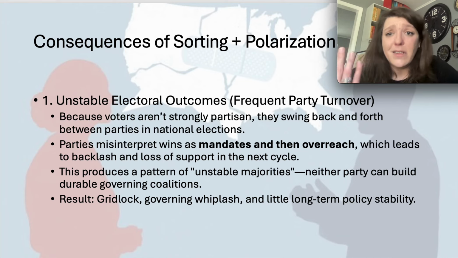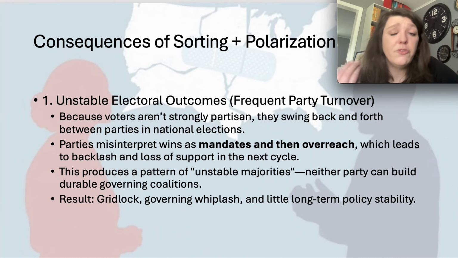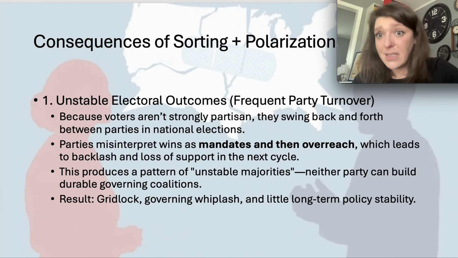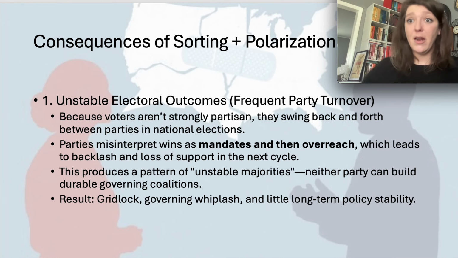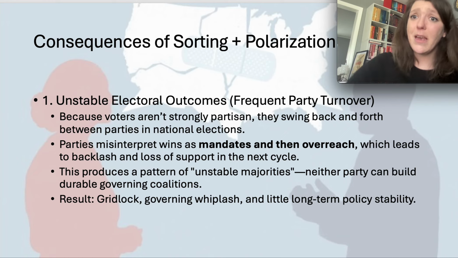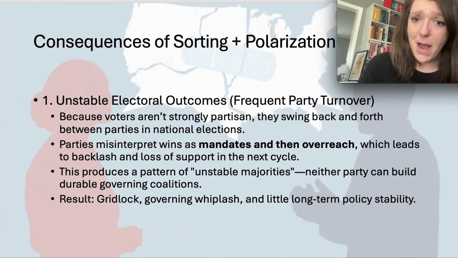this produces that unstable majorities pattern that we've seen. Neither party is able to actually build a durable governing coalition, which results in some really unfortunate things. We talked about this before. It results in gridlock, not getting anything done. You have a Democratic president and a Republican Congress, nothing gets done, or vice versa. It creates this governing whiplash where you have a whole bunch of stuff being done and then it's stopped. It's absolutely stopped because the next cycle punishes and puts the other party in power.